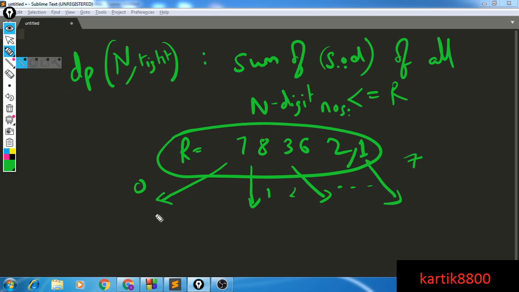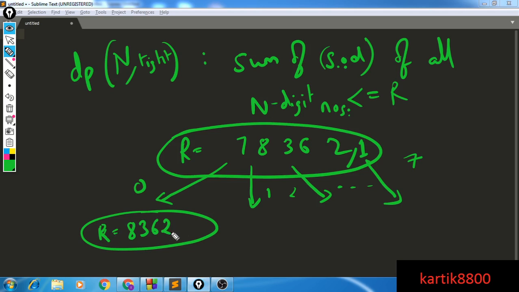But what about the remaining 4 digits? For the remaining 4 digits, you have r equal to 8362. And now you are not under any tight constraint, right? Because you have put a 0 at the leftmost position, and now there is not a possibility that you will ever exceed r. Since it was 78362 and you have a 0 at the leftmost position, you can never exceed r, even if you put 9999 at the remaining 4 positions. So that place you're good.